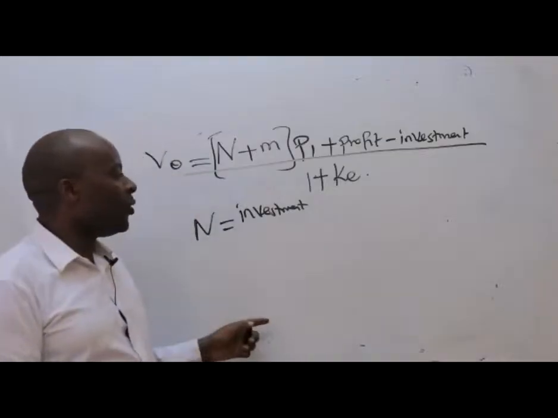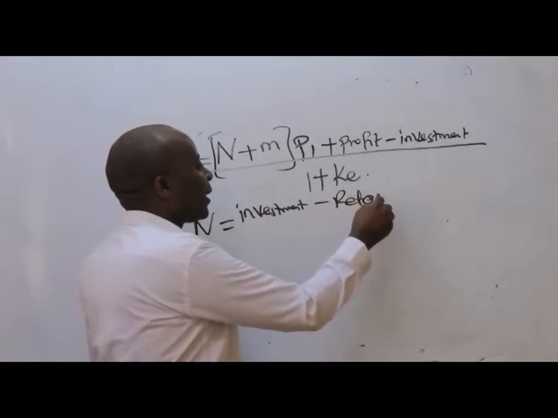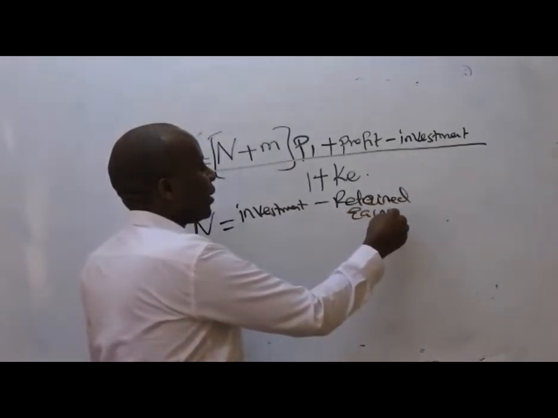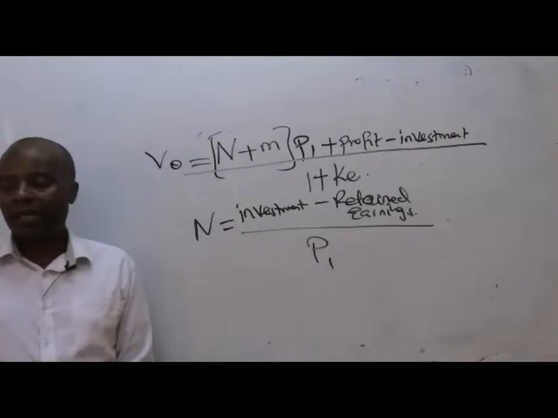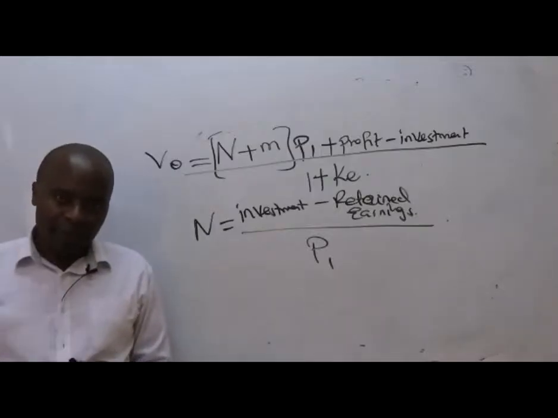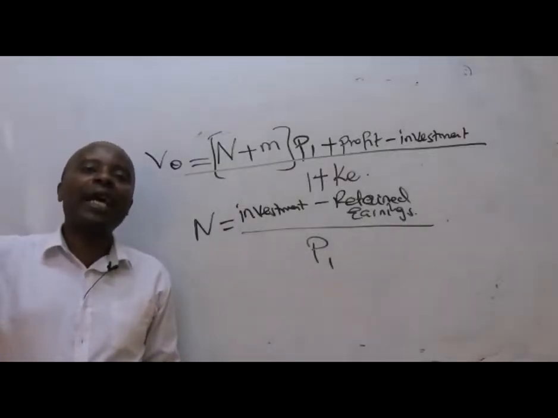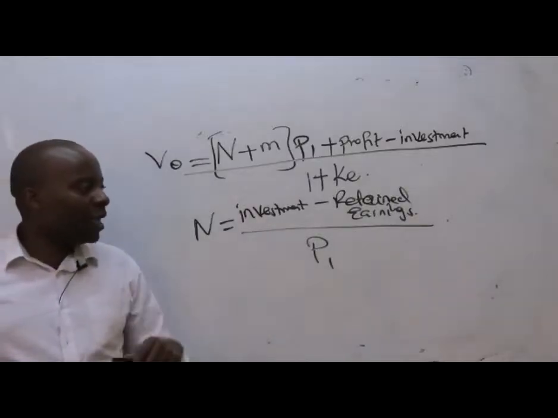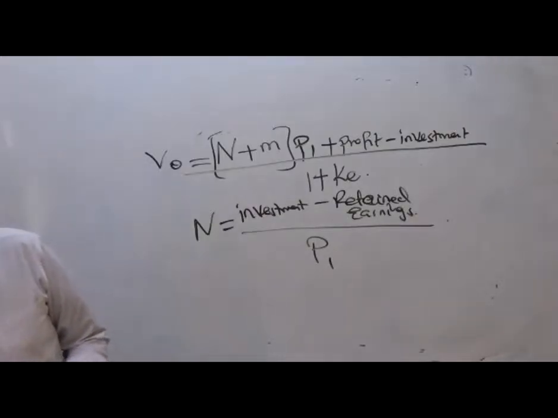So for new shares, I'll take the investment minus the retained earnings, all over the price per share, which is P1. So for N, you look at what investments you want to do, and subtract the component of this investment that will be financed through the retained earnings, all over P1. Very interesting.